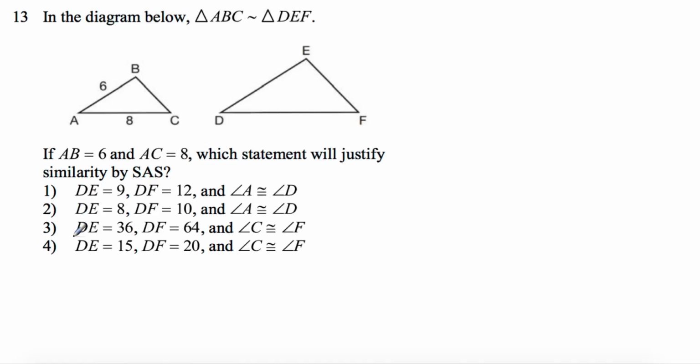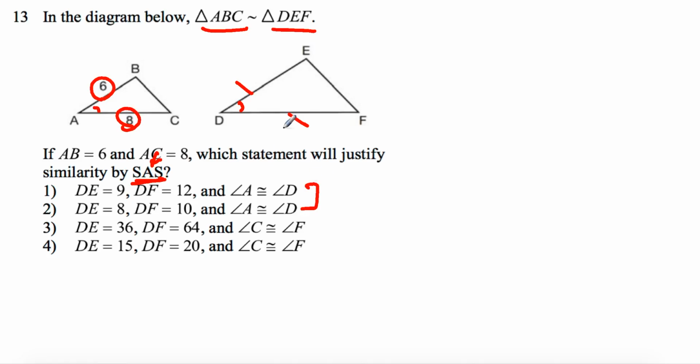All right, let's look at number 13. So here we have these two triangles that are similar, then we have to make sure the correspondence is there. AB is equal to 6, and AC is equal to 8 by SAS. We have two sides that will be proportional, but because A is in the middle, we have to have the congruent angle. Angle A and angle D have to be congruent, which is choice 2.